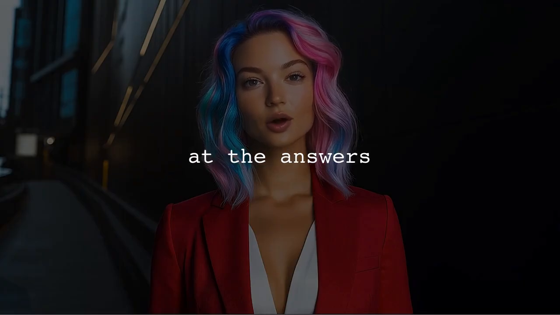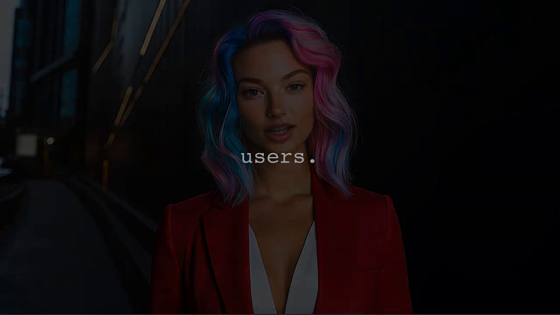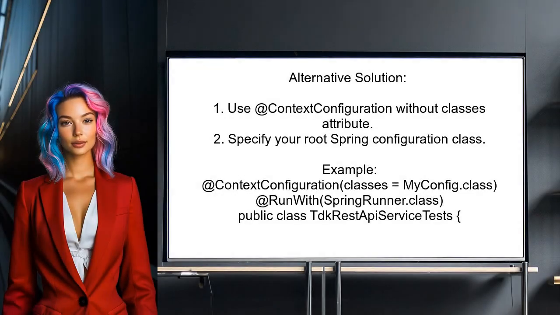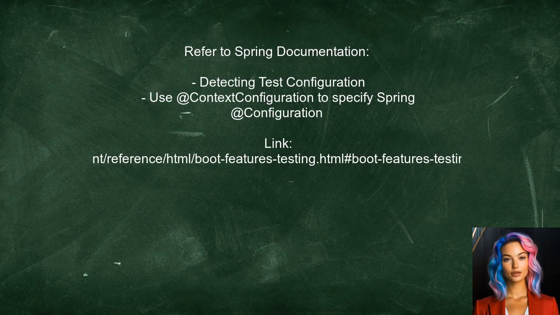Now, let's look at the answers provided by other users. An alternative solution suggests modifying the context configuration annotation. Instead of specifying the classes attribute, you should set it to your root Spring configuration class, which includes the TDK REST API service bean. For more details, you can refer to the Spring documentation on detecting test configuration, which explains how to specify which Spring configuration to load.